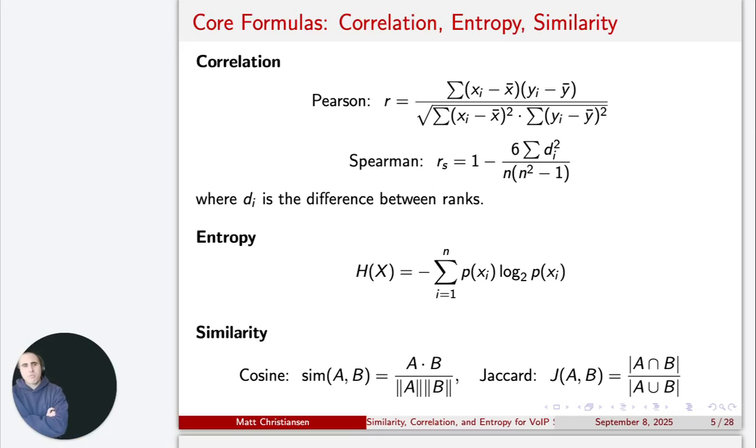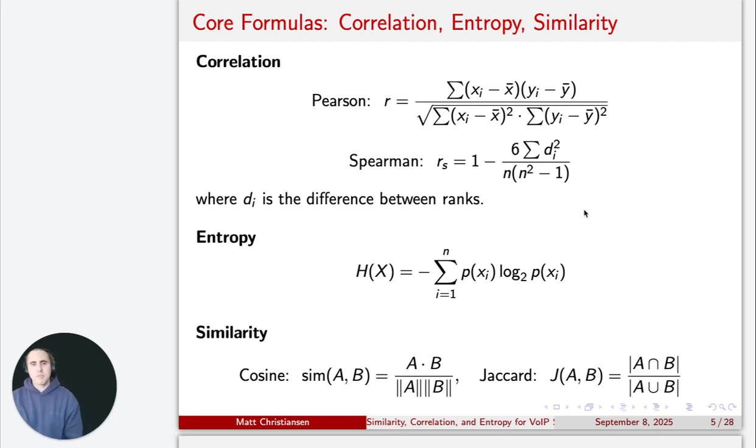Let's go over the correlation formula, and this is the Pearson version. It's the sum of xi minus the mean of data set X, times yi minus the mean of data set Y, divided by the square root of the sum of xi minus the mean of X squared, times the sum of yi minus the mean of Y squared. So you sum all those up, you multiply them, you do the square root, and then you use that as your divisor for the Pearson.